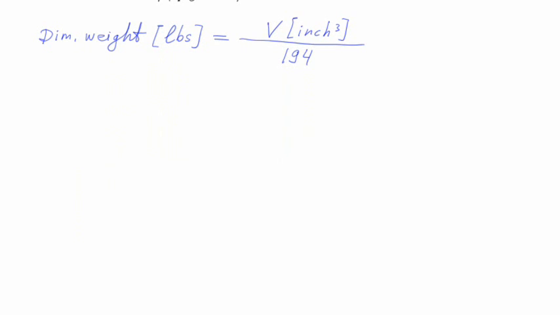So what it means is that we find the volume of the box, and we find this quantity in cubic inches, so it will be some number. Then we divide it by 194, and in this way we convert it to pounds, to dimensional weight in pounds. So now, billable weight can be larger than actual weight. This is the case when it will happen.